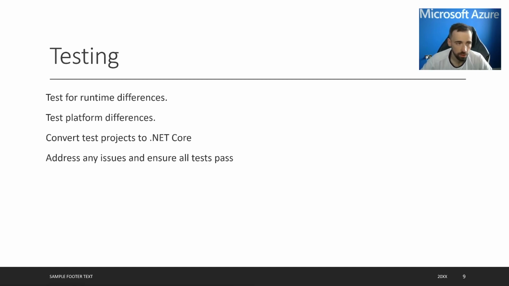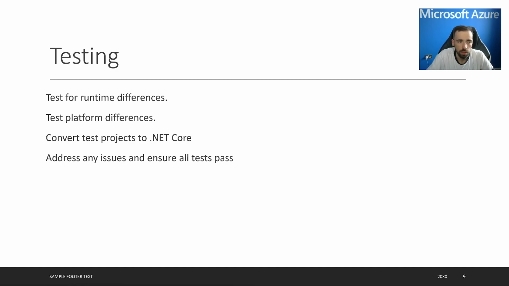Next consideration is testing. So we need to check for runtime differences. So some problems may not arise until we run the application. If we change platform, then we need to test for platform-specific differences. If we're using APIs in our old applications specific to Windows, we need to test or refactor and get the application working on the new platform if we're using a new platform.